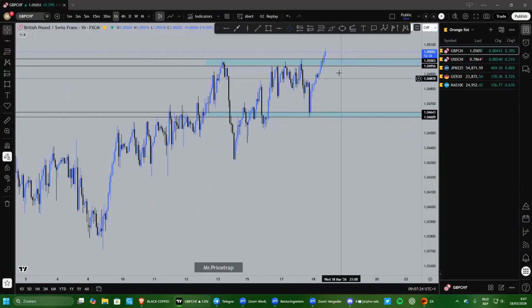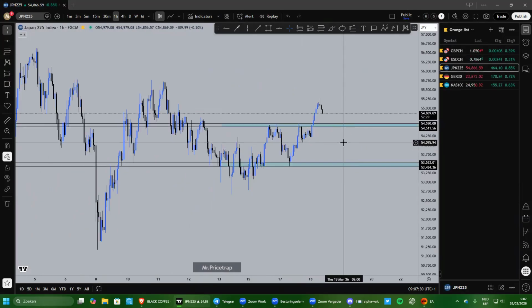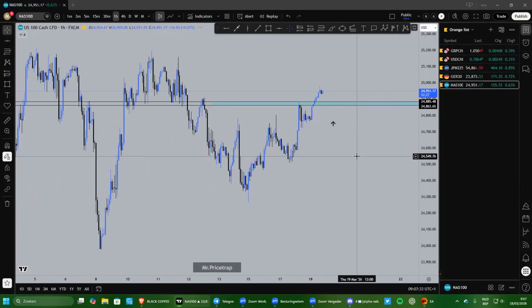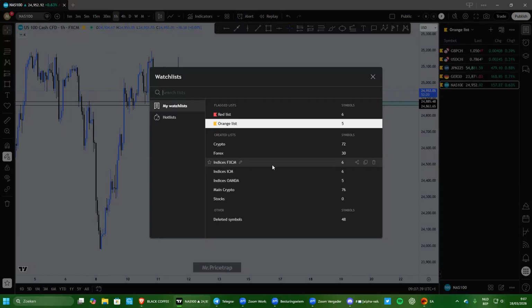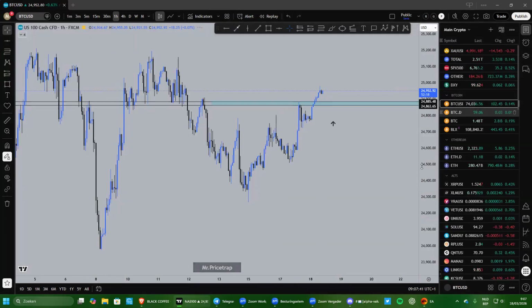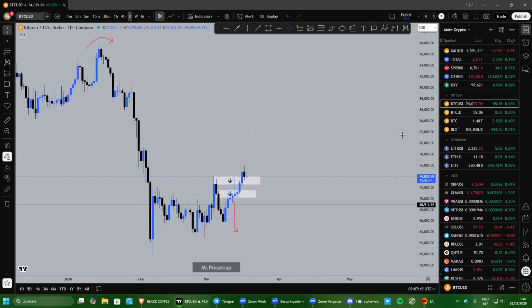We have GBP CHF where we are waiting for a retest. USD CHF, which is back for the retest, so we need to keep an eye out for this one. Japanese waiting for the retest. Germany waiting for the retest. And NAS100 waiting for the retest. So that's basically it. Yeah, nice ones. I do like the charts today. I do like the different price charts we're looking for.